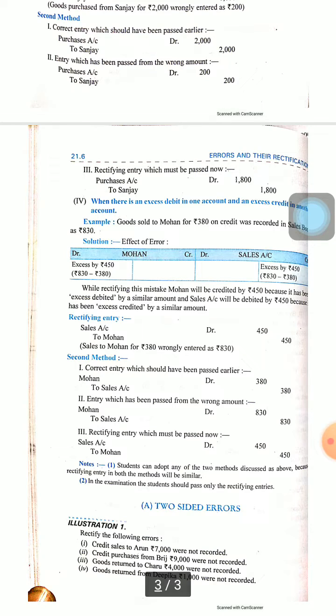Again, when there is an excess debit in one account and an excess credit in another. Like goods sold to Mohan for rupees 380 on credit was recorded in sales book as 830. That means in both Mohan and sales book, the difference is 830 minus 380. So the difference is 450. So the error has been made in excess by 450. So the entry will be sales account debit to Mohan by 450.